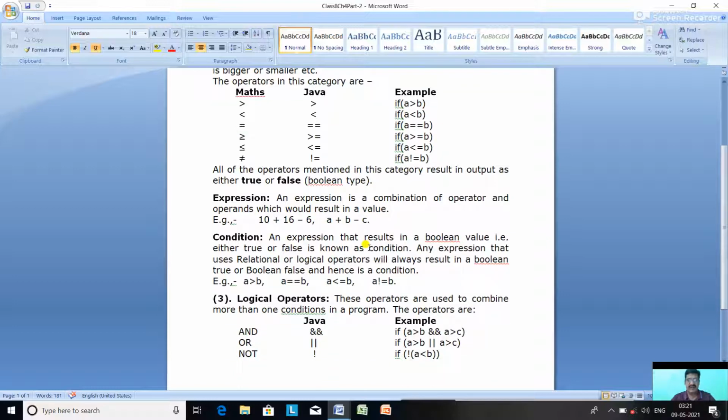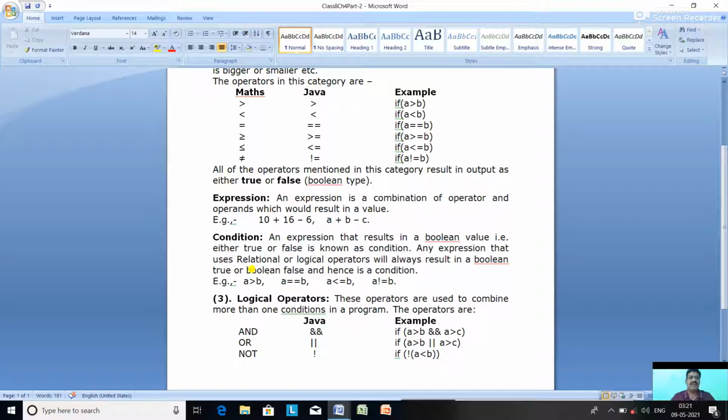Next is, what is a condition? An expression that results in a Boolean value, that is either true or false, is known as a condition. What are the two Boolean values? Either true or false. Any expression that uses relational or logical operators will always result in Boolean true or Boolean false.